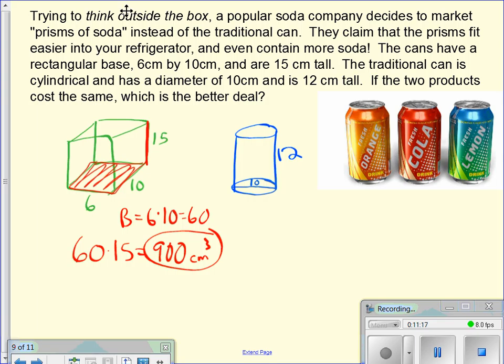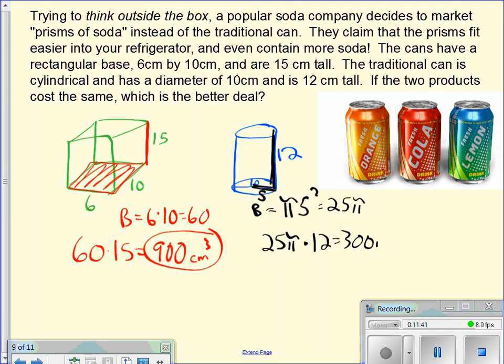So my volume is the area of my base, which is pi r squared, and my radius is 5. So pi times 5 squared gets me 25 pi. That is the area of my base. Multiply it by the number of layers, basically, the height of it. 25 pi times 12 gets me 300 pi.